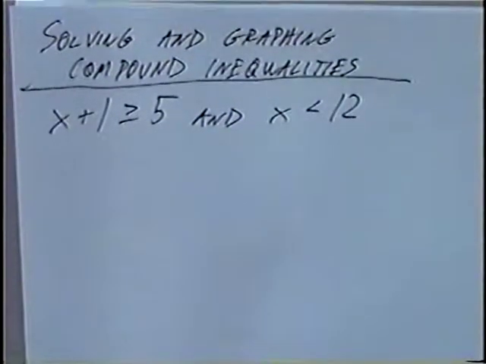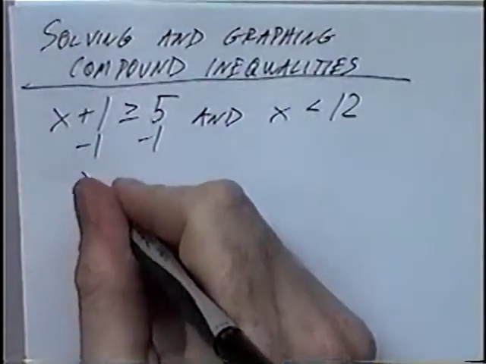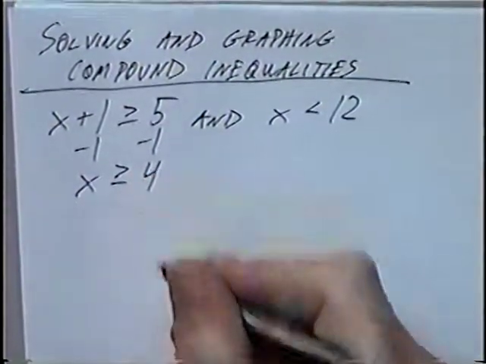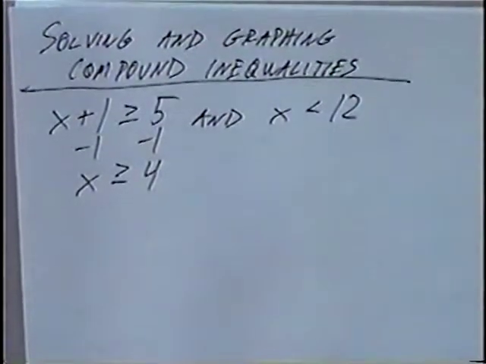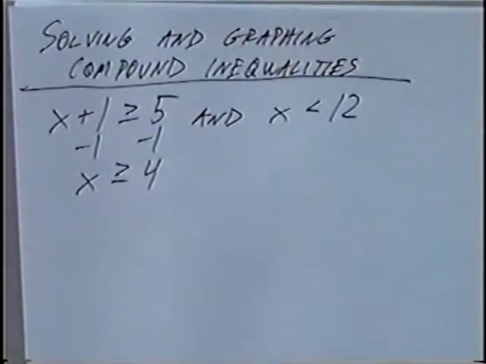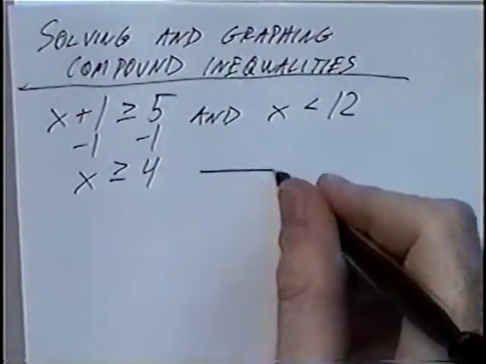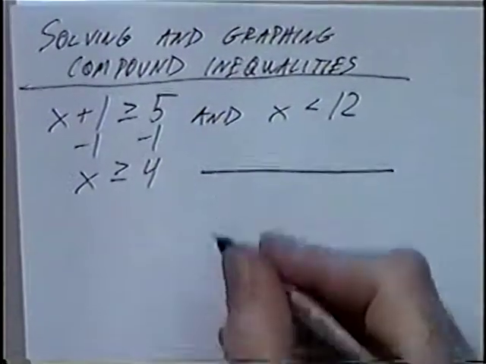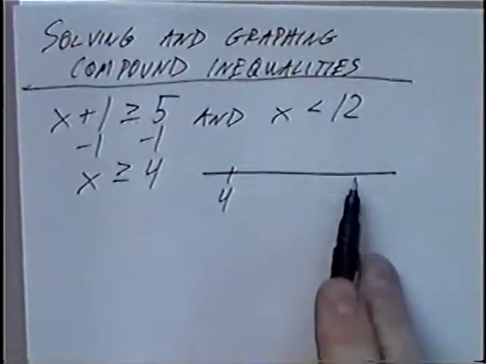Solving the first inequality, x plus 1 greater than or equal to 5, we can subtract 1 on both sides. So this would be x is greater than or equal to positive 4. The second inequality, x is less than 12, is already solved. Both of these are solved, then we can graph on a number line. Again, we want the two numbers 4 and 12. So I'll start with 4 on the left-hand side and then go up to 12.